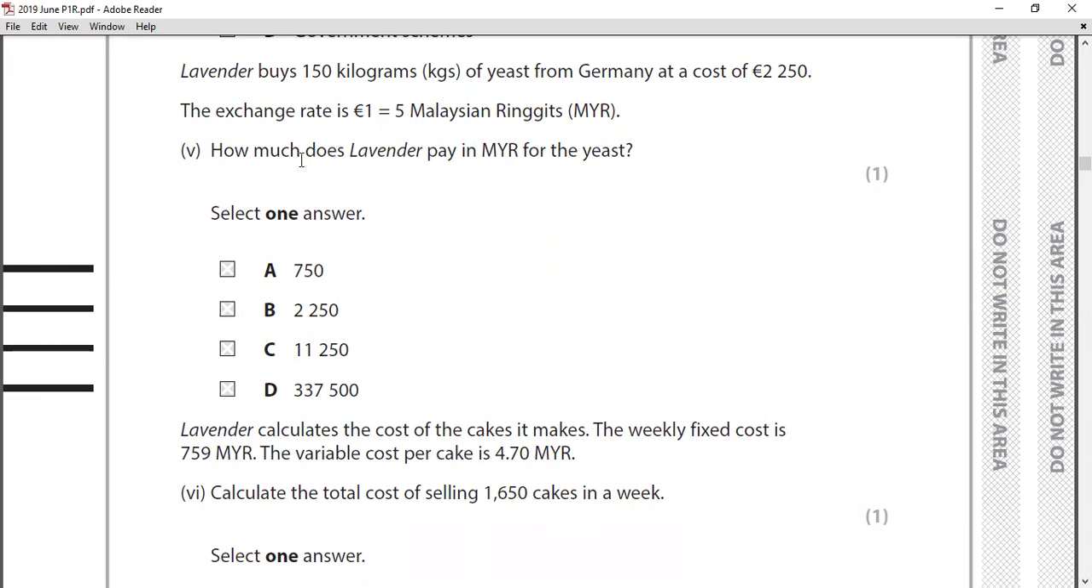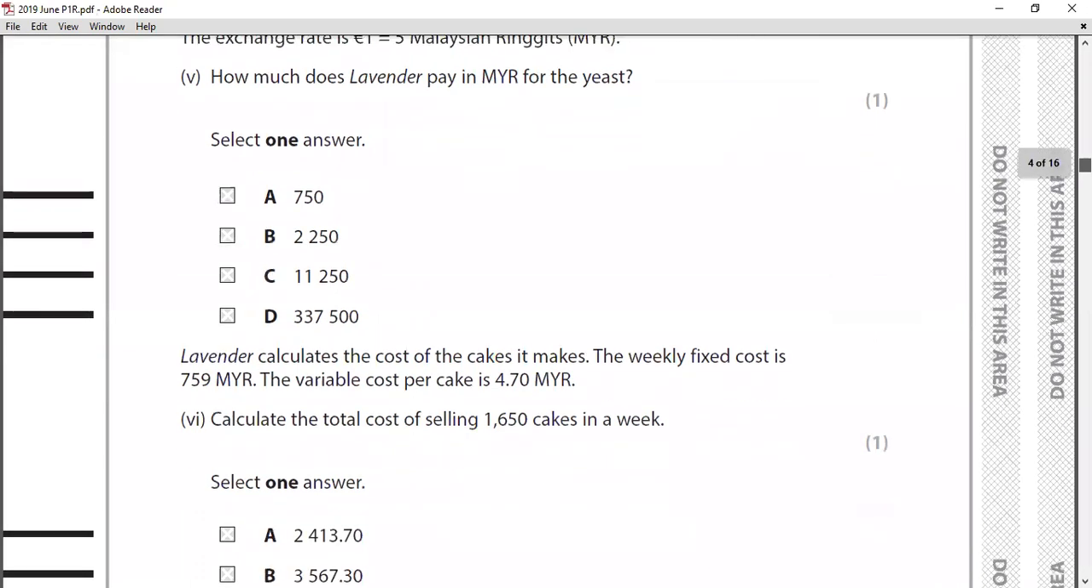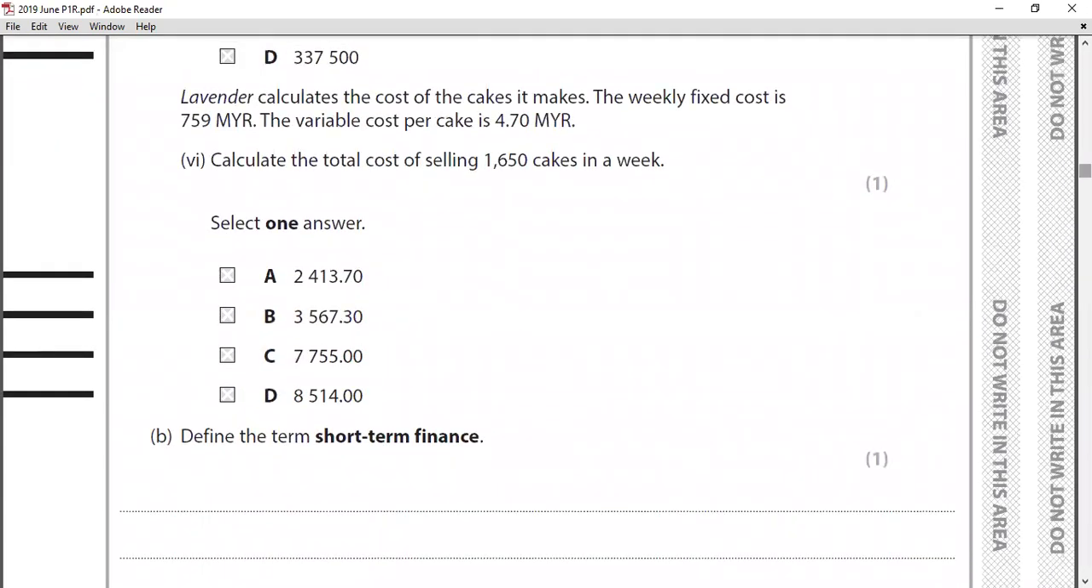Then you can say how much does Lavender pay in MYR in this. That is, they are buying 150 kilograms from Germany at a cost of 2,250. Total cost for 150 kilograms is 2,250. Then it is easy. This one multiplied by 5. Then you can get the answer C, 11,250. Correct answer. Okay. Then other calculation questions are coming for the part 6 MCQ.